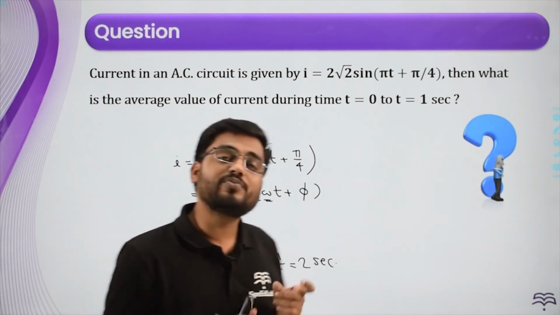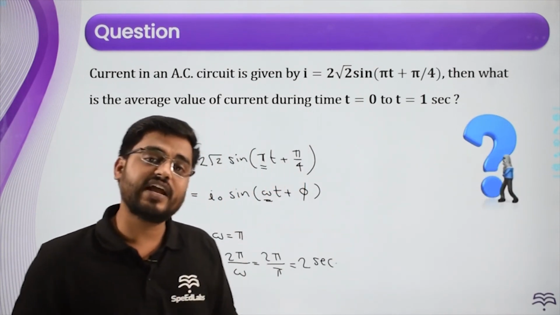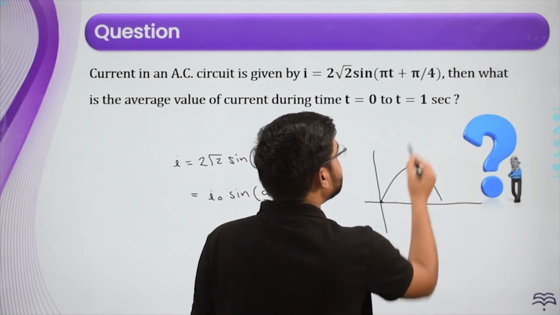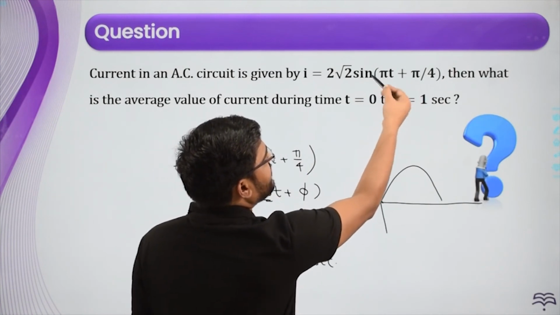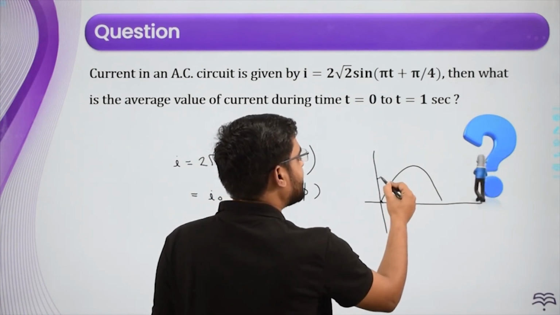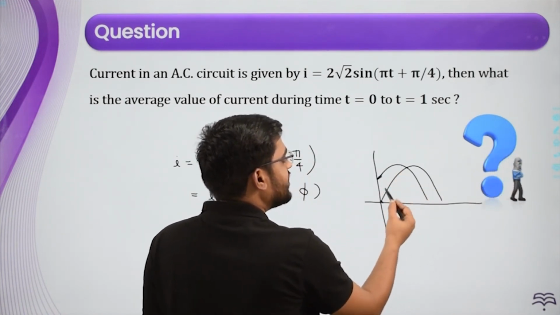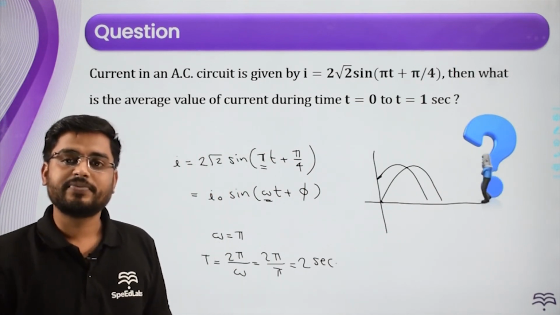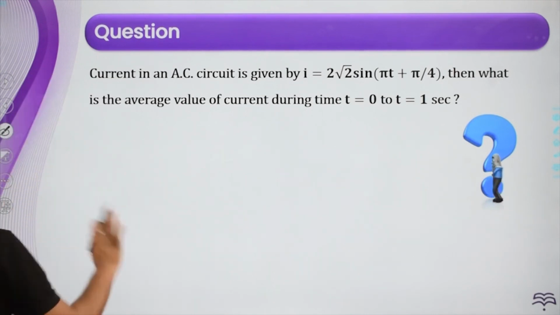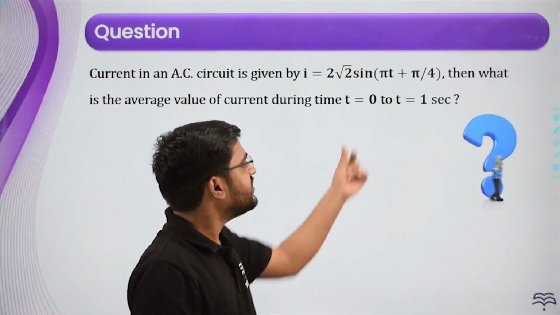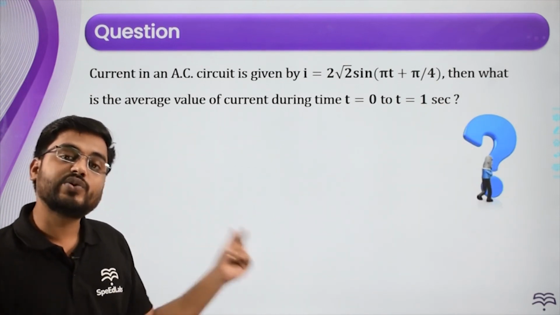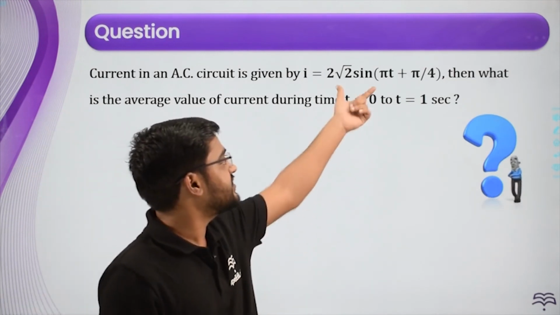But can we use 2 I naught by pi? The answer is no, we cannot use it, because that is only for this type of function. If you put t equal to 0, then you get sine pi by 4, sine 45 degree, 1 by root 2. So it is starting somewhere from here, from the top, not from 0. So the average value for the half cycle is going to be different. This is not a standard case, we need to understand. Even though 0 to t equal to 1 is half the time period, we cannot use the value 2 I naught by pi. The reason is simple: this is not starting from 0.